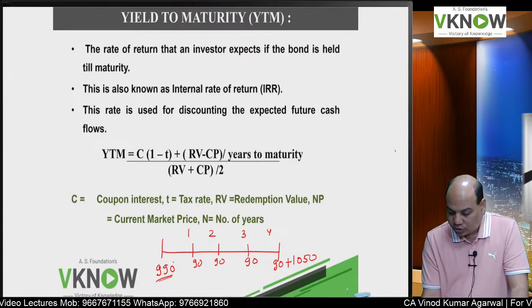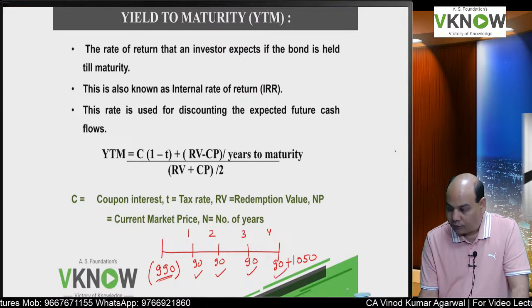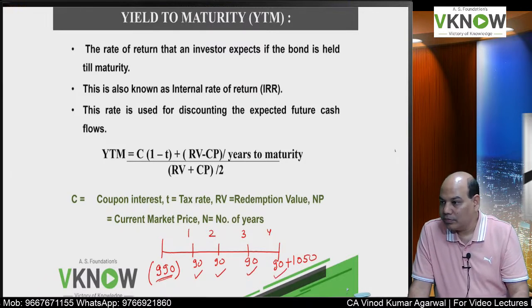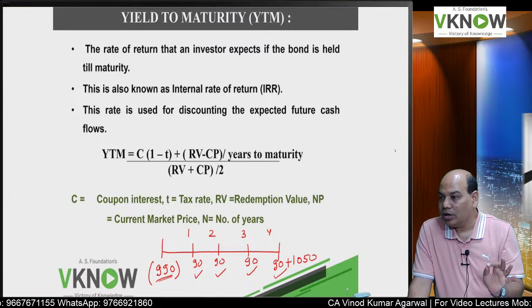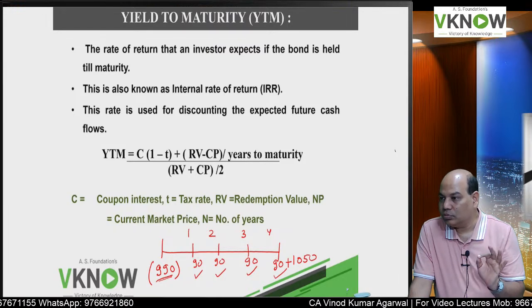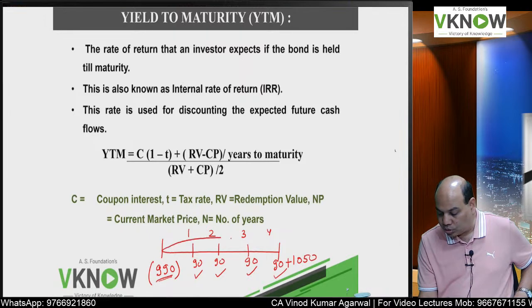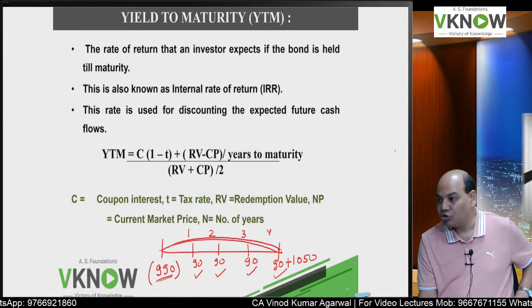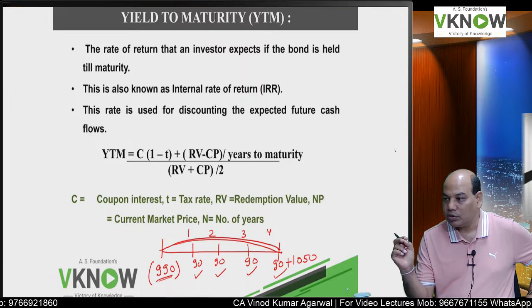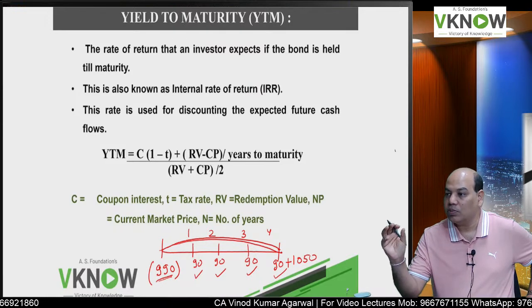So this was your investment in the beginning and these were your inflows. Am I right? So the question is, how much rate of return have you earned? What is the rate of return you have earned if you hold the bond till maturity?